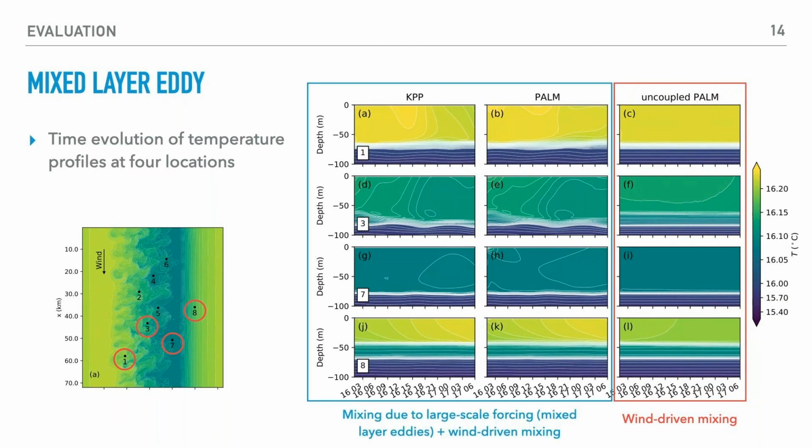But if you look at these two columns, the KPP column and the coupled PALM and MPAS-Ocean, you see some interesting structures in the temperature distribution. This represents the mixing due to large-scale forcing: the mixed-layer eddies plus the vertical wind-driven mixing. The results are similar between KPP and PALM, suggesting that in this case the large-scale forcing is dominating the results. But you see some differences, which suggest that the different representation of the turbulent mixing can potentially affect the large-scale temperature evolution, and maybe affect the evolution of the mixed layer eddies.